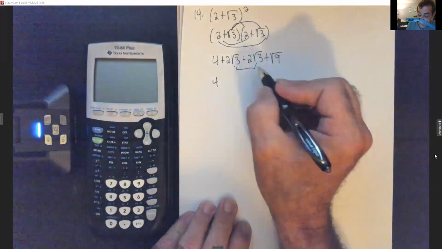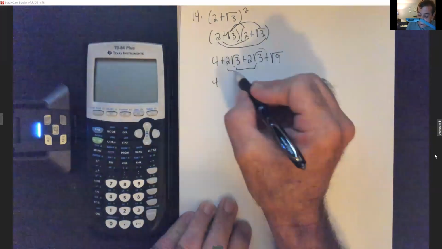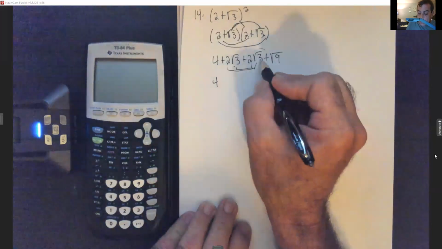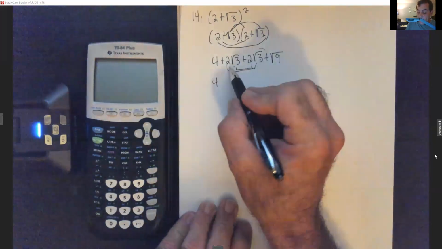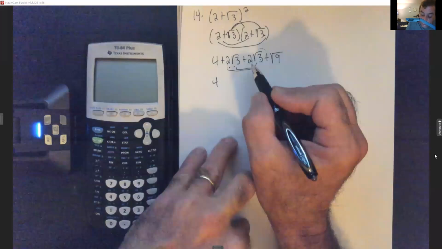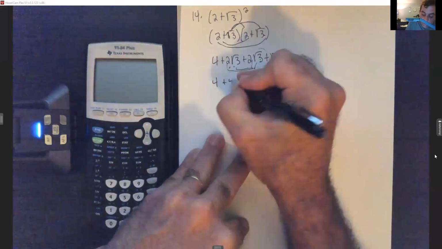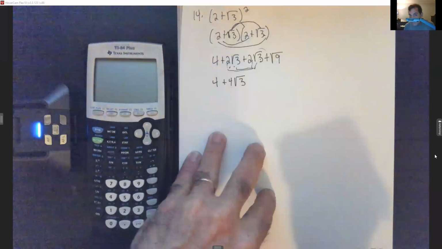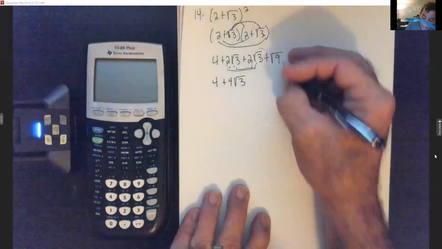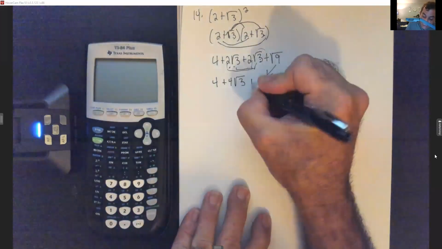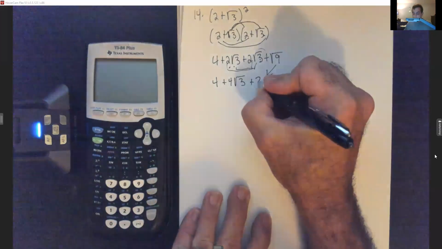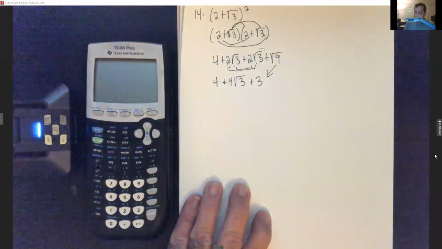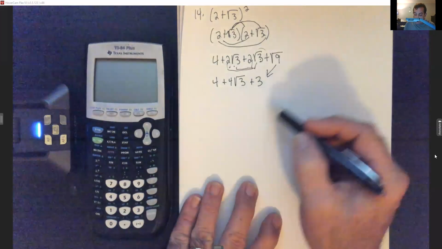So when you add radicals, you add the numbers in front and the radical stays the same. So if you got 2 square root of 3's and you add 2 more square root of 3's, that gives you 4 square root of 3's. Oh, and guess what? I can do that. Square root of 9 is 3. All right, so I got everything brought down, right?